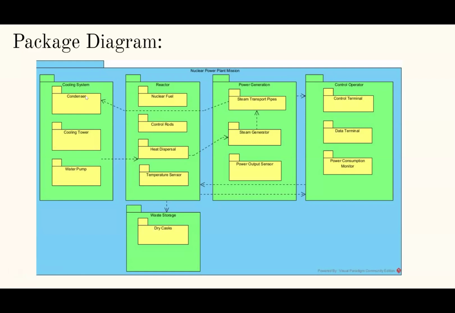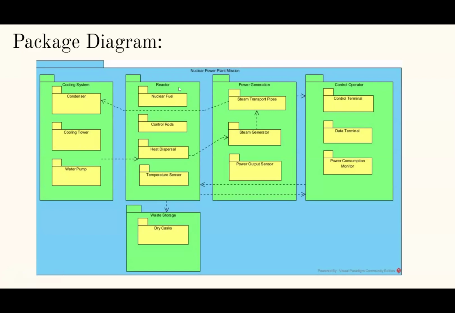For the cooling system, you would need a condenser, so the steam would be able to be converted back into water so you can reuse it. A cooling tower, which allows you to do that without pumping the excess water and hot water into a river. And then a water pump to keep the water moving through the system.